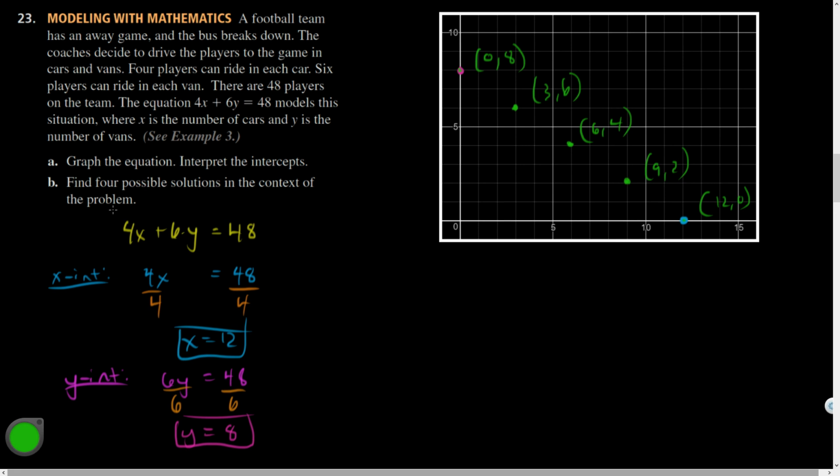They only needed you to find 4 in the context of the problem. Graphing the equation would have resulted in a line segment, but I restricted that to just the whole-number points, like so.